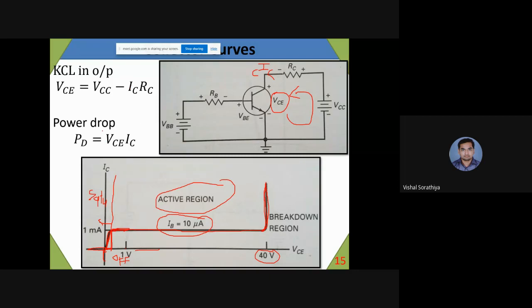If you can identify what the power drop is, the power drop depends upon how much current flows through the collector and how much voltage drop there is at the VCE junction. If you multiply them, then you can find the power drop in that particular system.